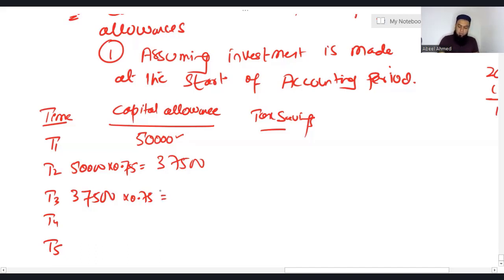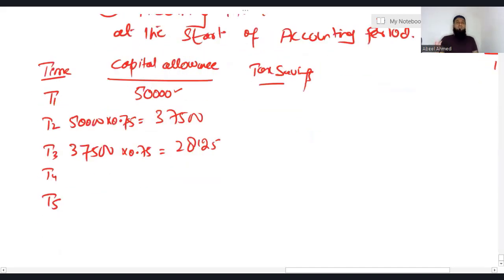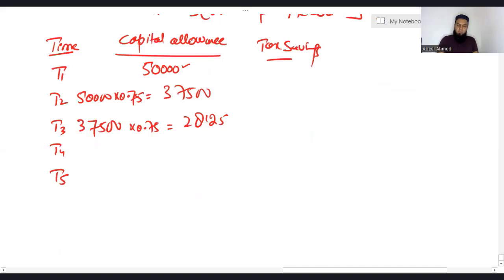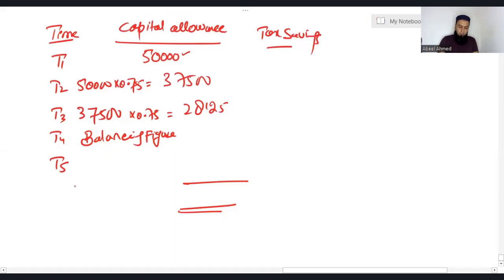Let's see what I'm getting. I'm getting 28,125. Now listen carefully. The project life is 4 years. So whenever there's a reducing balance method, in the last year we always take the balancing figure. What is the logic of taking the balancing figure? I'll discuss that, don't worry at all. But for now, you have to write over here balancing figure. How do we calculate the balancing figure? I'll discuss that.